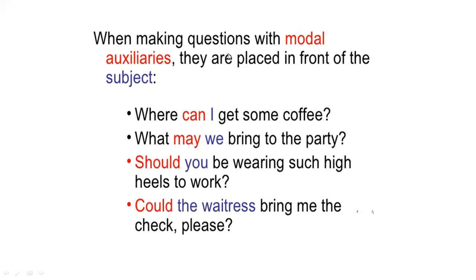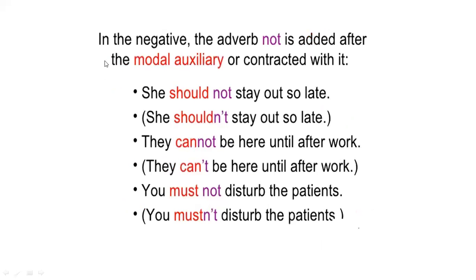When making questions with modal auxiliaries, they are placed in front of the subject. For example, where can I get some coffee? What may we bring to the party? Should you be wearing such high heels to work? Could the waitress bring me the check, please? So listen, when making questions with modal auxiliaries, they are placed in front of the subject. By seeing these examples, you can understand.